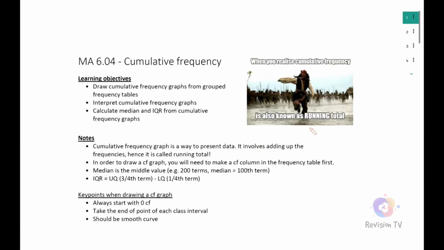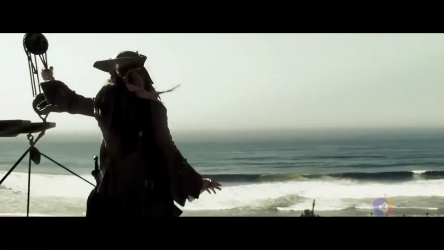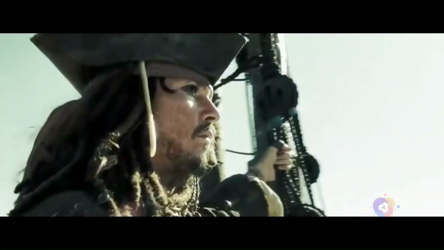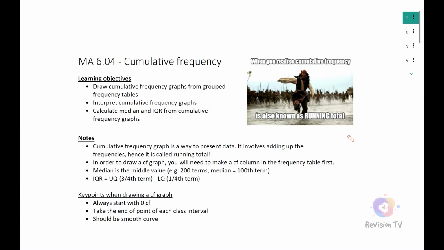This lesson, you are going to learn how to run like a pirate. I'm just kidding.